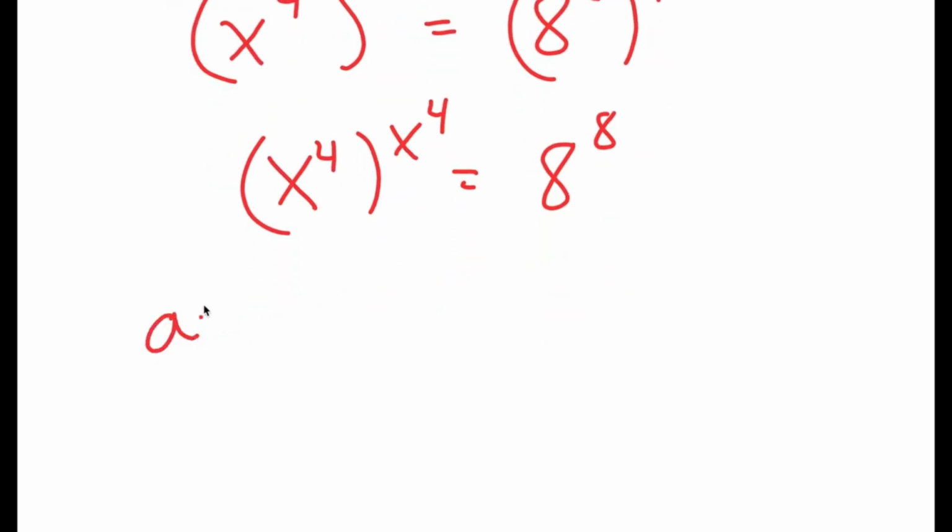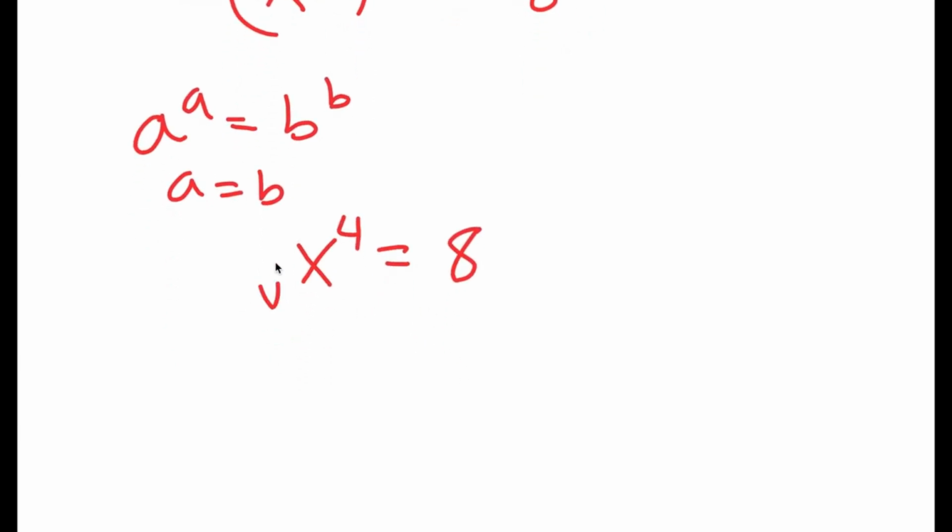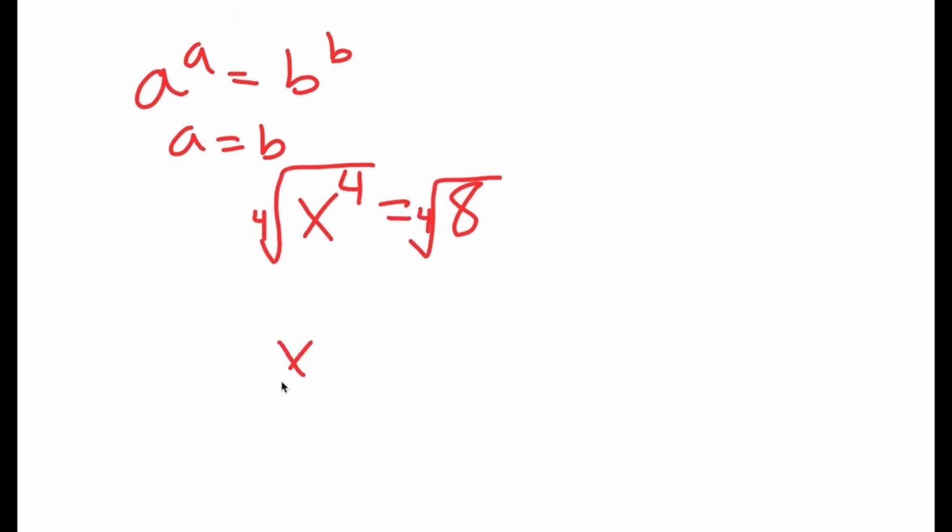Now, if I have something in the form a to the power of a is equal to b to the power of b, this means that a equals b. So in this case, x to the power of 4 is equal to 8. And to solve for x, I'm going to take the fourth root on both sides. So I get x is equal to positive or negative fourth root of 8.